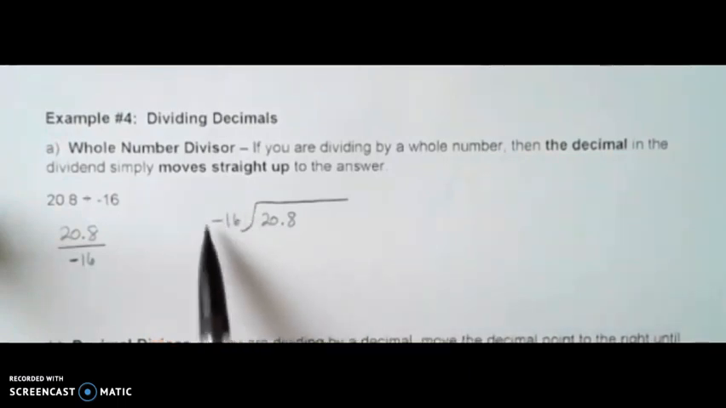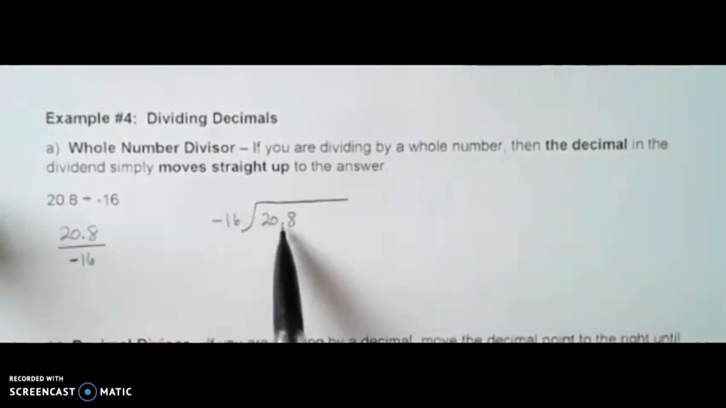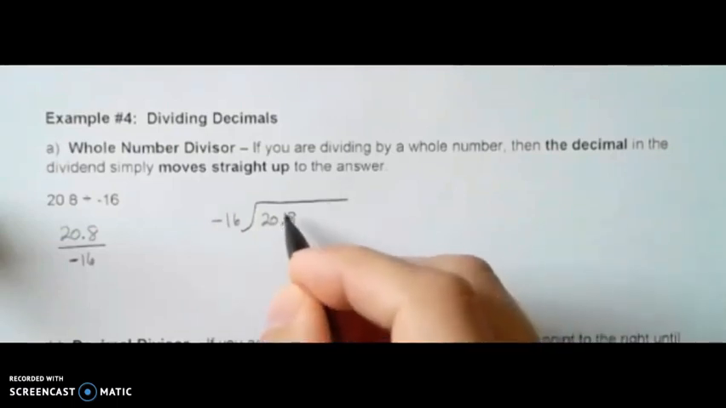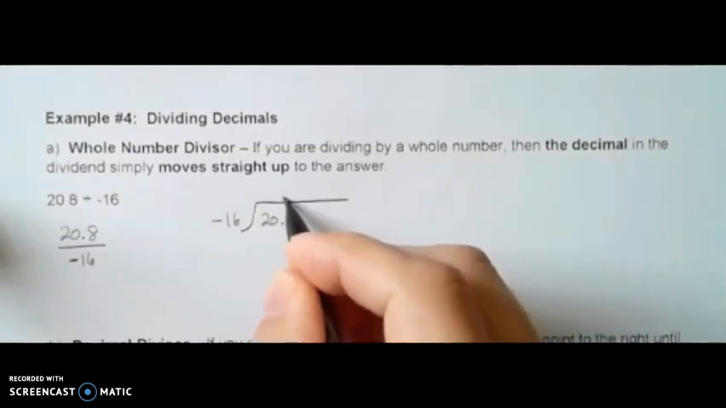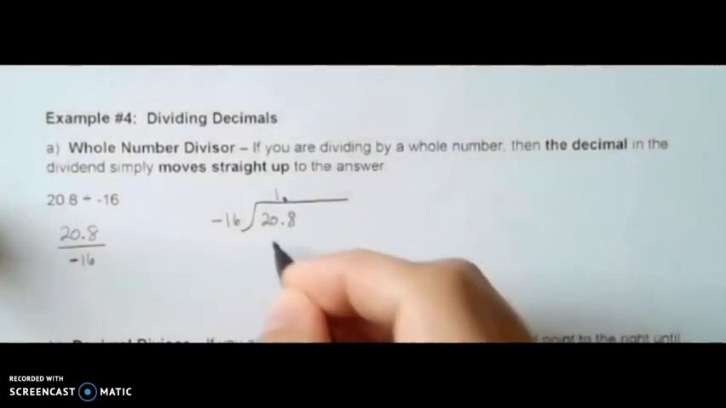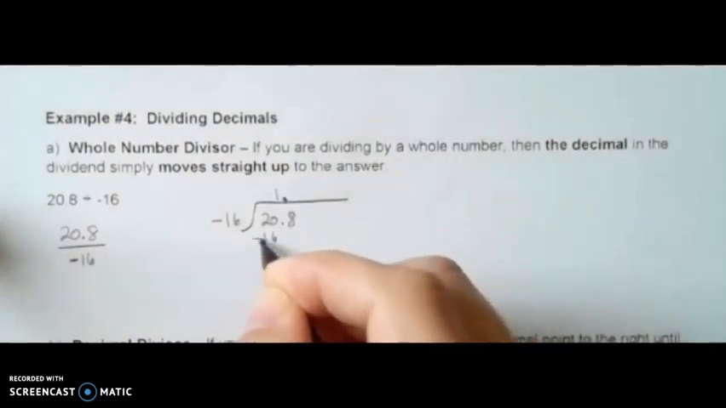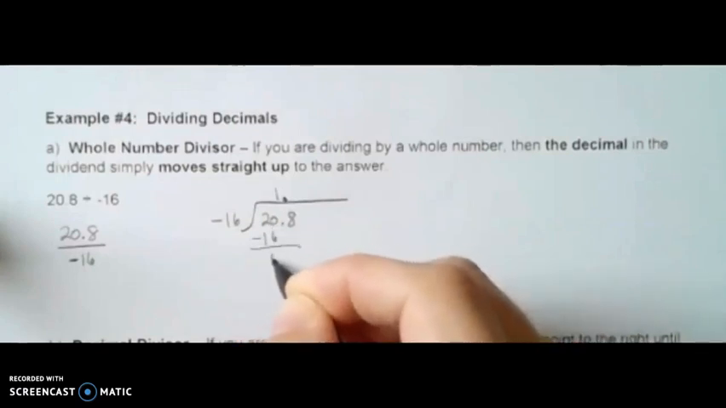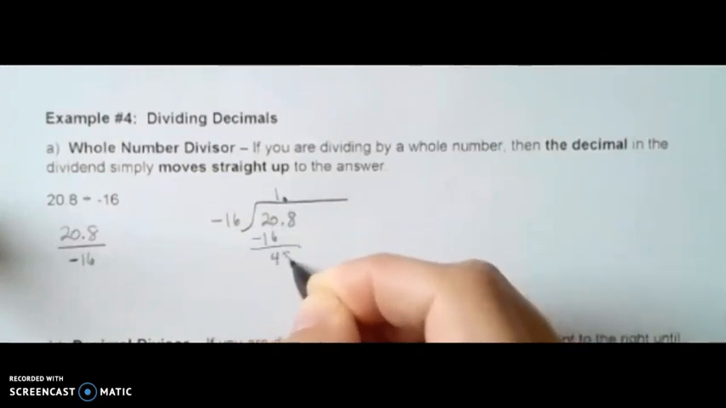So again, if we're dividing by a whole number, then the decimal in the dividend simply moves straight up into the answer. Okay, so let's go ahead and do our division. We'll worry about the signs at the end. 16 goes into 20 once. 1 times 16 is 16. So when we subtract, we're left with 4. We bring down the 8.